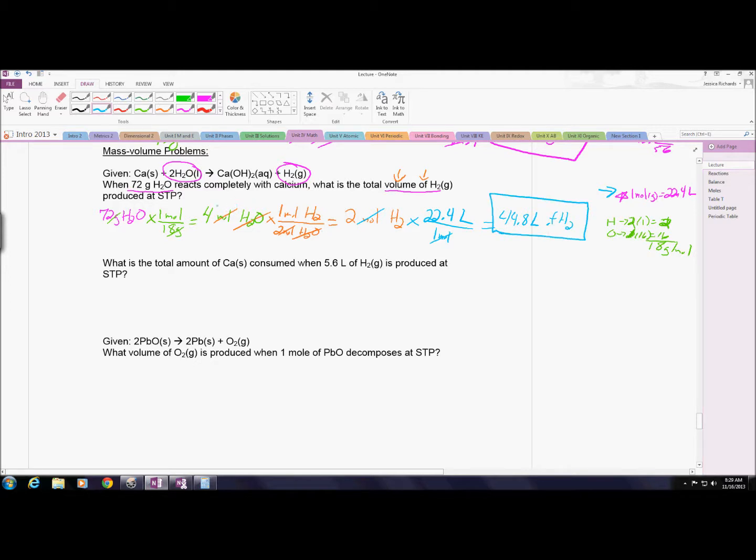Okay, 3 steps. So we went from grams to moles, step 1. From moles of one compound to moles of the other using the equation, step 2. From moles to liters using 22.4 liters per mole, step 3. One step at a time, you can do each of these steps.